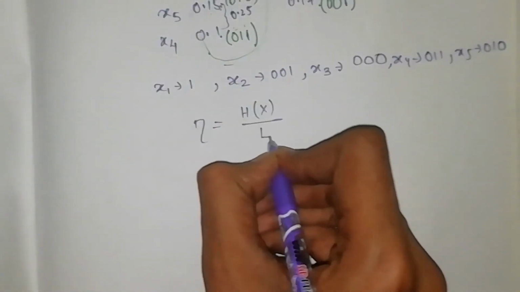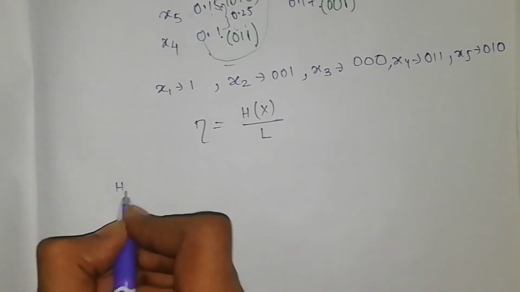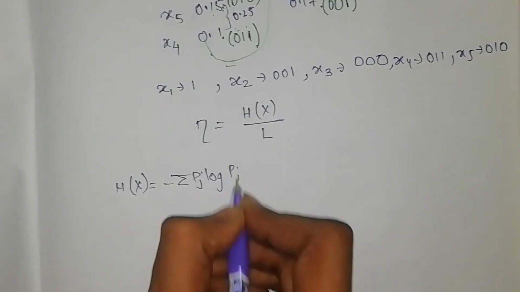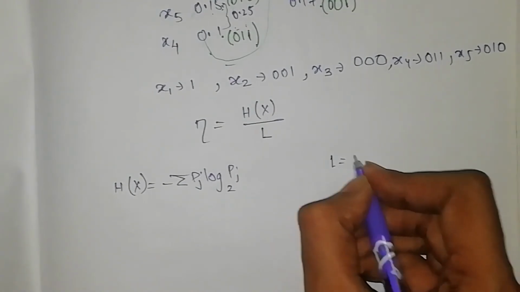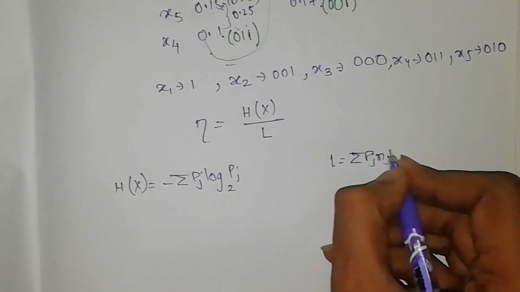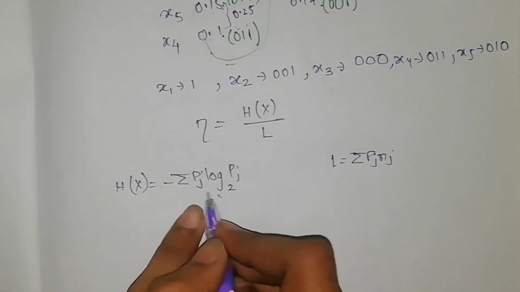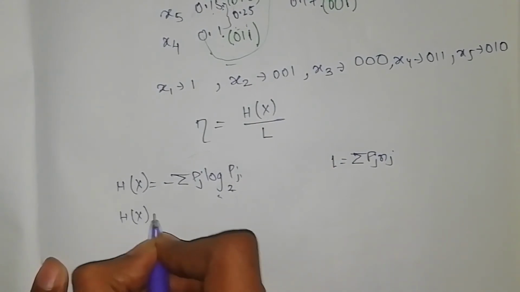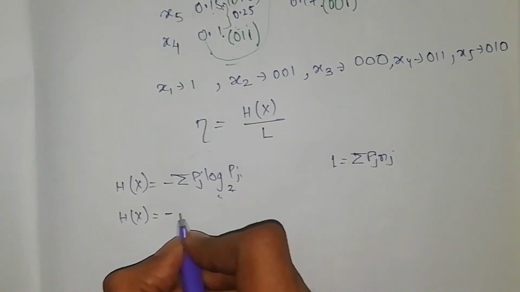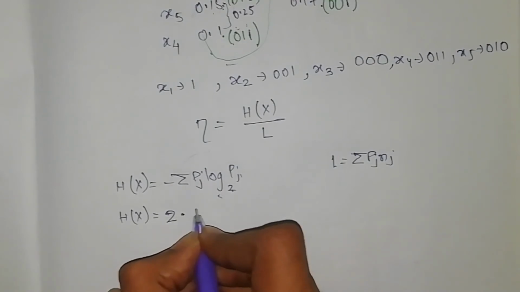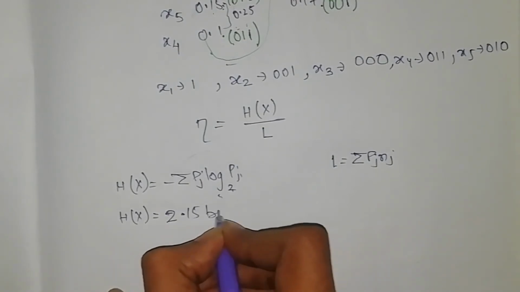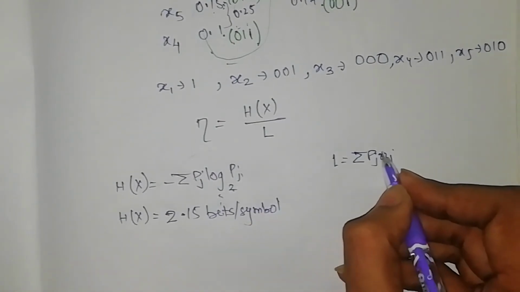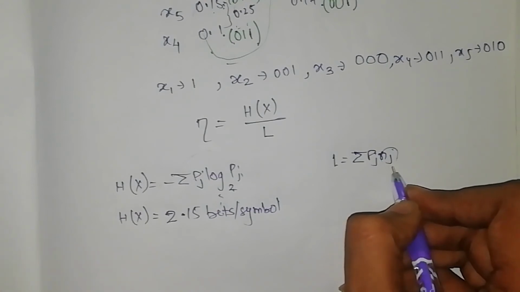So similarly eta is equal to Hx by L, so Hx is minus summation pj log pj base 2 and L is summation pj nj. Now the probability of all the symbols will remain same, so there will be no change in the entropy, so this will remain same as the previous one, so this will be 2.15 bits per symbol.